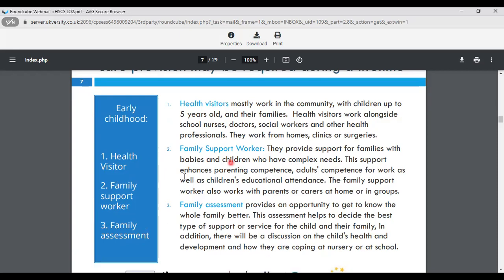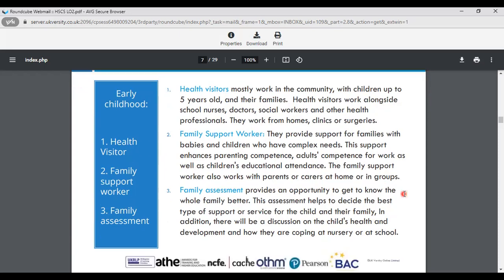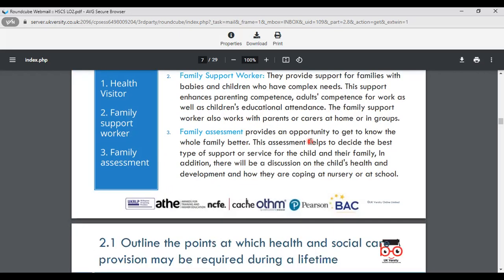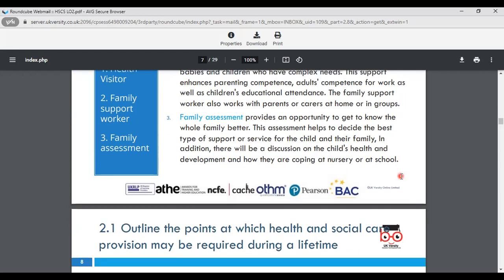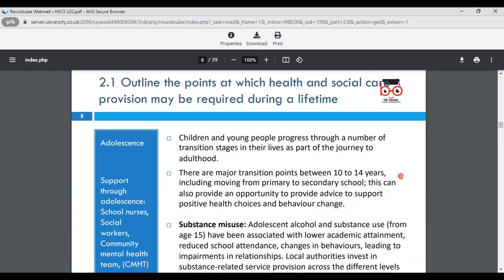For instance, they work on children's educational attendance also. The family support worker would also work with parents or carers at home or in groups. In the family assessment, they provide an opportunity to get to know the whole family better. They work with the family and help them cope at nurseries or schools also. So that's the whole family assessment.